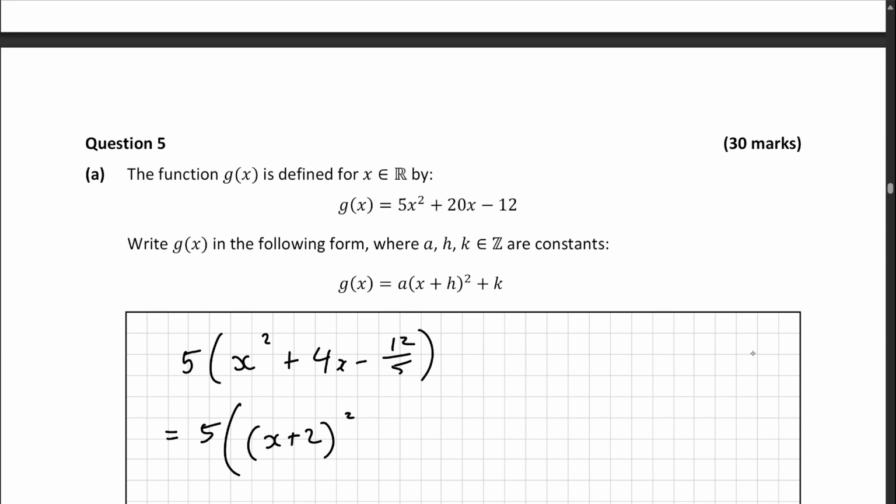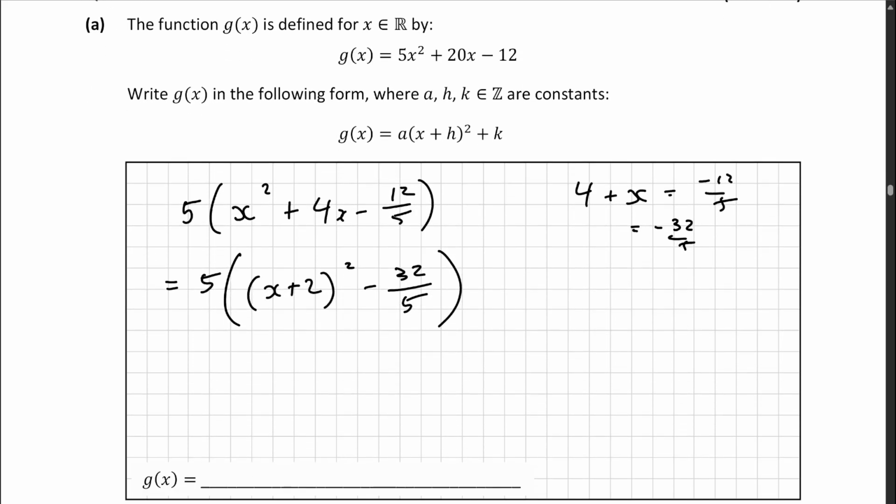So we want a minus 12 over 5. So we'll have 4 minus or plus our scaling factor equals minus 12 over 5. So it's minus 12 over 5, subtract 4, which is minus 32 over 5. Which we can multiply inwards as just 5 times x plus 2 squared take away 32.